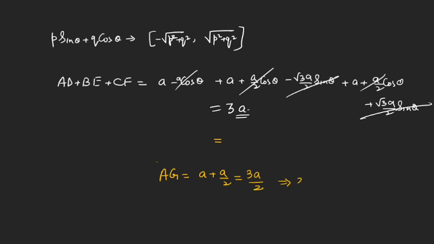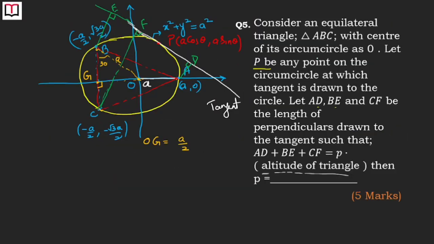So that means 3a is 2 times AG, and hence the answer is 2, bachcho. So that was a question on geometry, and if we don't use coordinate geometry, I take it as a question of 5 marks. That's why I kept it in the category of 5 marks questions. We'll continue with more such questions in our next session, bachcho.